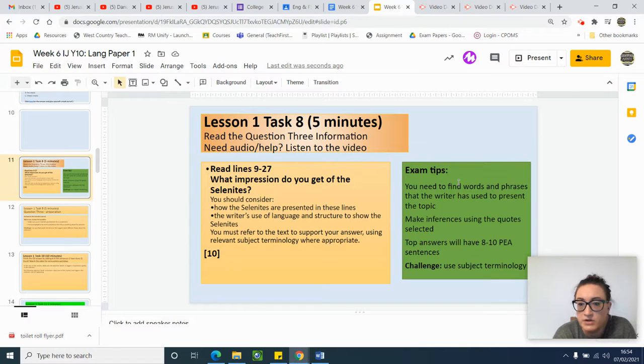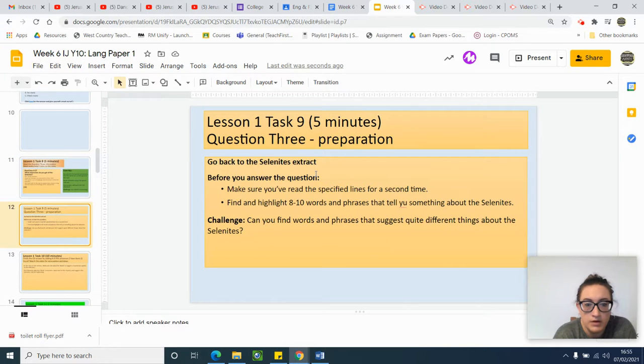So top tips, you need to find words and phrases that the writers use to present the topic. You need to make inferences using the quotes selected, and top answers will have 8 to 10. And as a challenge, you could try and use subject terminology like metaphors, imagery, and verb choice.